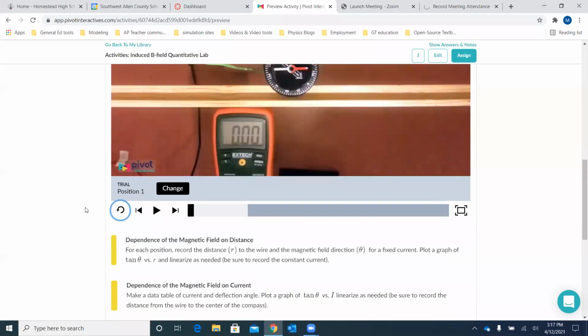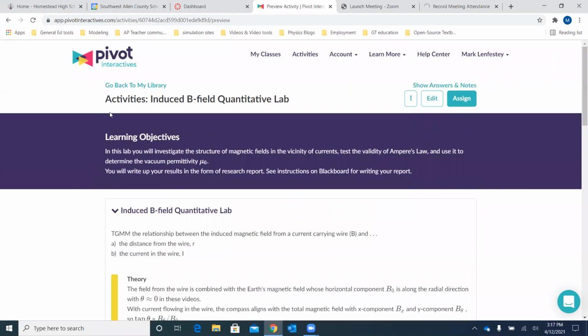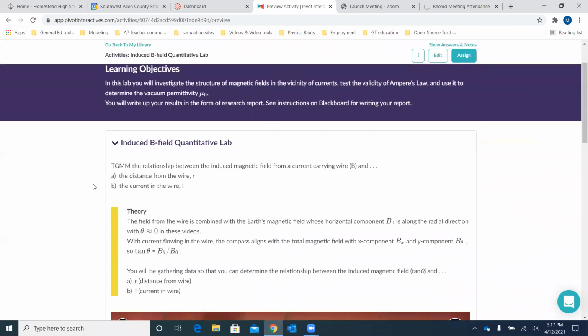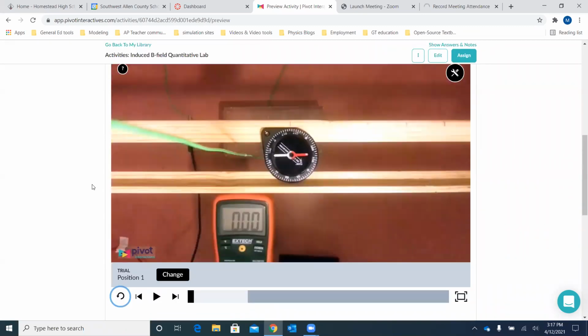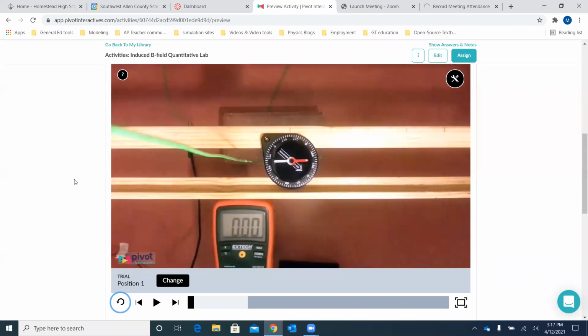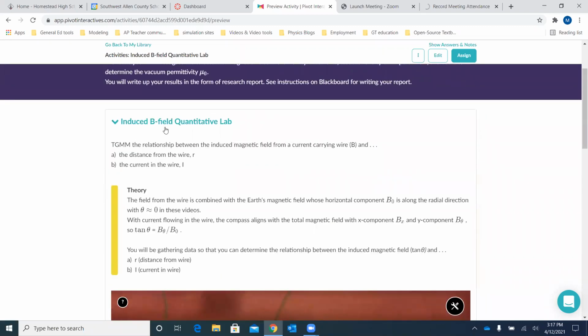Okay, so for this lab, you need to go into Pivots Interactive, and I sent you the code to sign up for Pivots Interactive, and you're doing the Induced B field quantitative lab, trying to find the relationship between the induced magnetic field and the distance from the wire, R, and the current in the wire, I.